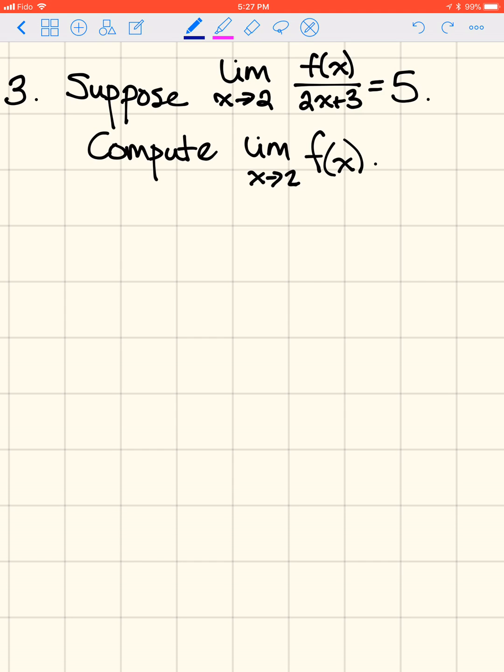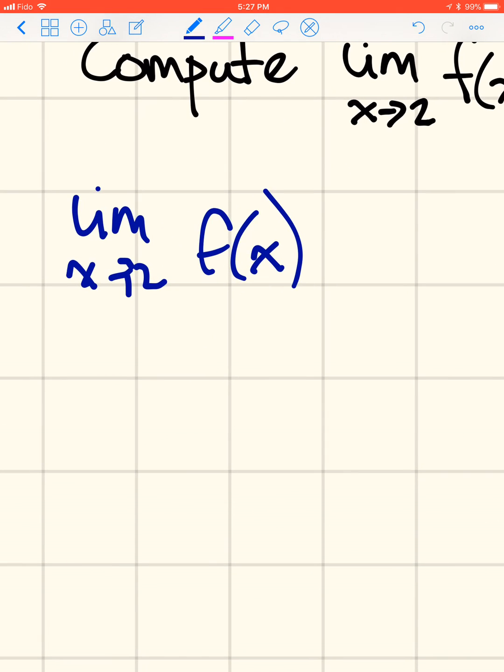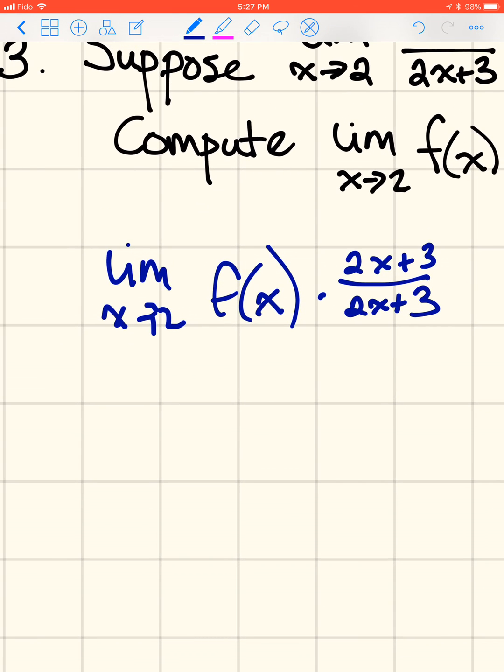We want to find the limit as x goes to 2 of f of x, and we know we can take any expression and multiply it by 1 and not change it. So let's multiply by a version of 1, which is anything divided by itself, and let's multiply by something that's going to be helpful for us in a minute.